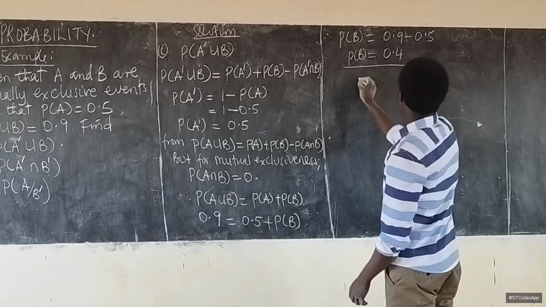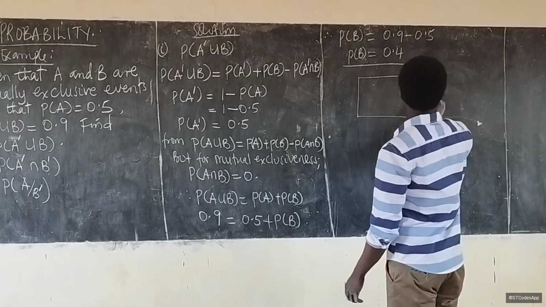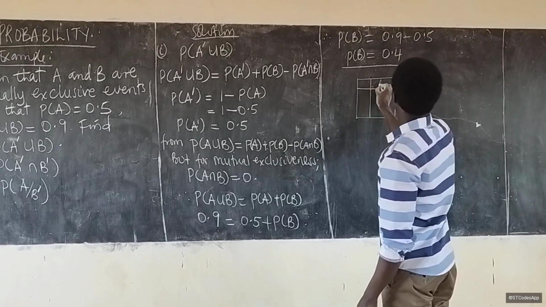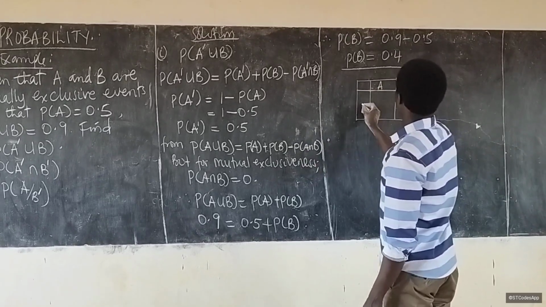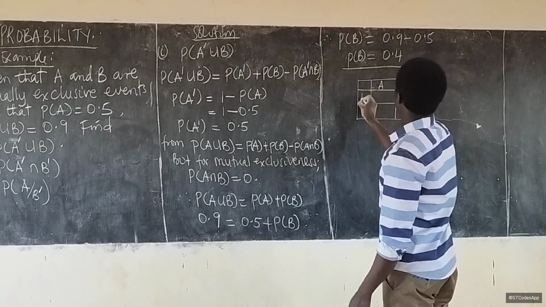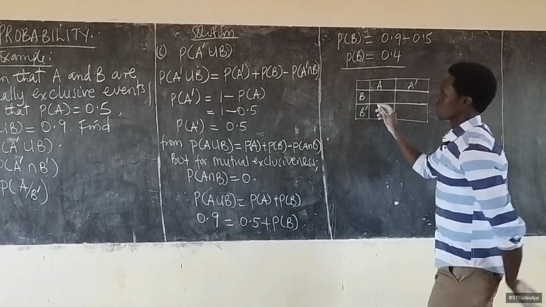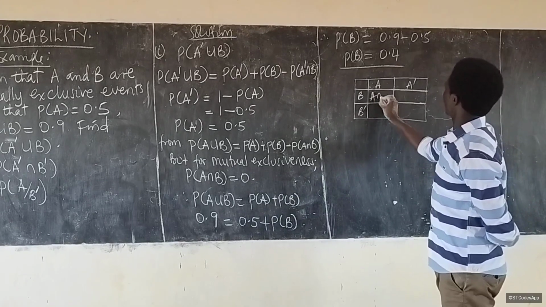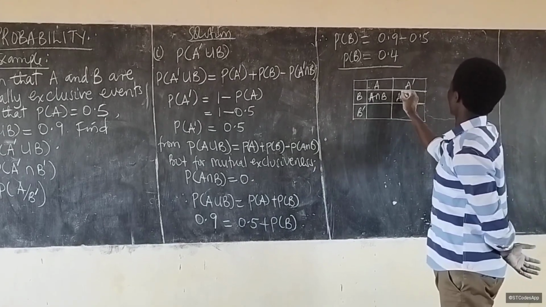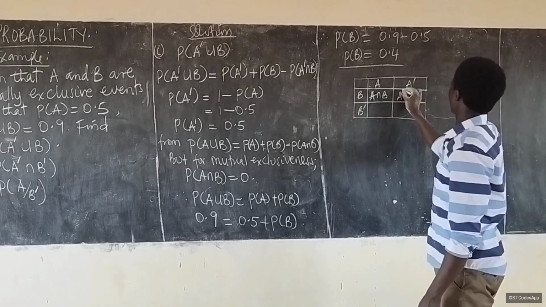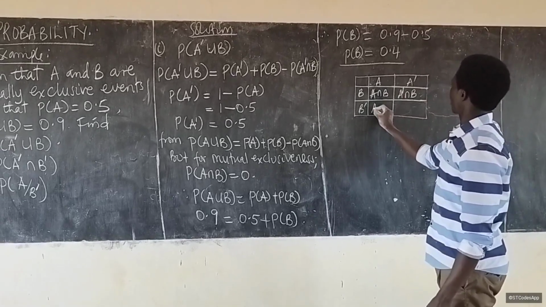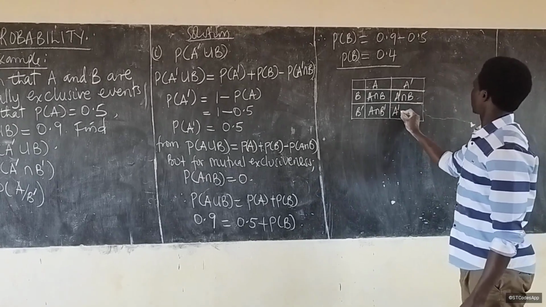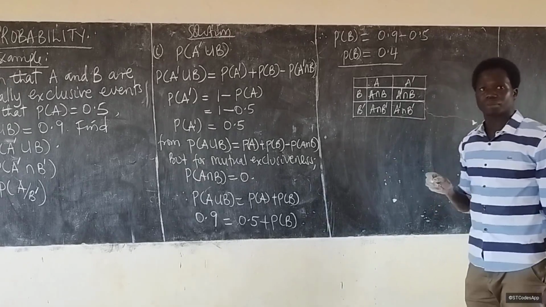So we shall have a simple table here. I have A prime, and then I'll have B prime. So you see that this is going to be A intersecting B. This is actually A prime intersecting B, and this one is A intersecting B prime, and this one becomes A prime intersecting B prime.